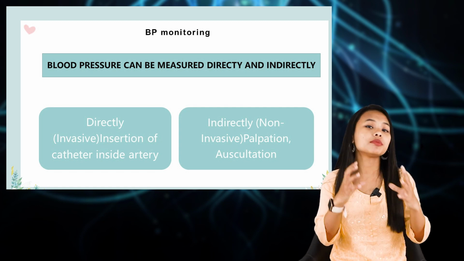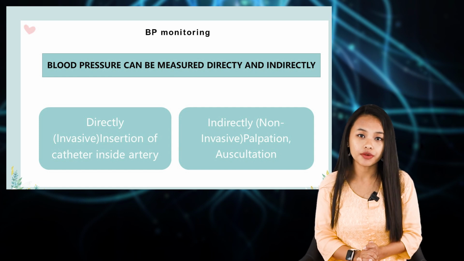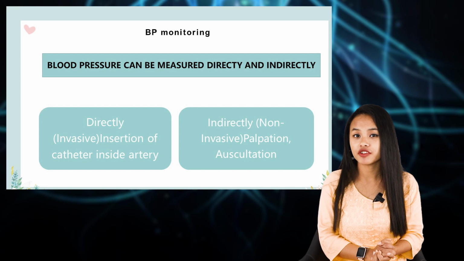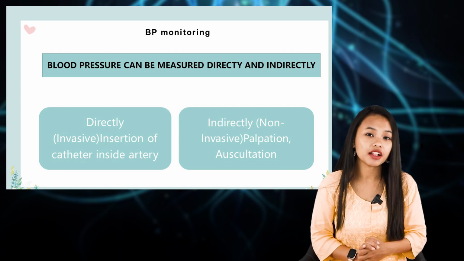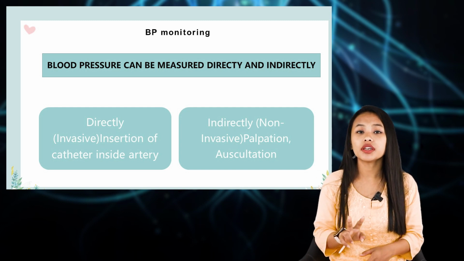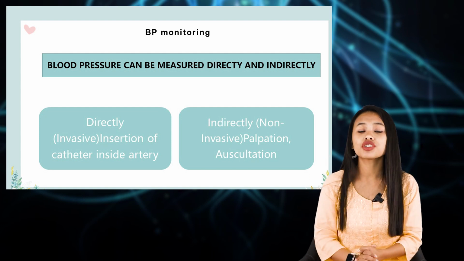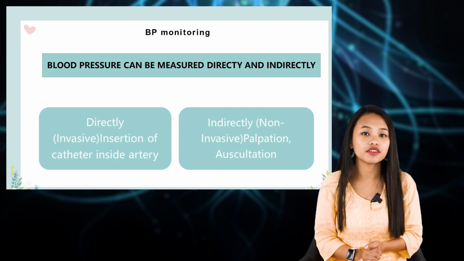So in this way, you will be able to get the value of the normal blood pressure. However, you can also monitor the blood pressure of an individual indirectly, that is through auscultation as well as palpation. And from these two, the most preferred one is the indirect method, that is through palpation. Through auscultation, we will be frequently monitoring the blood pressure of an individual.